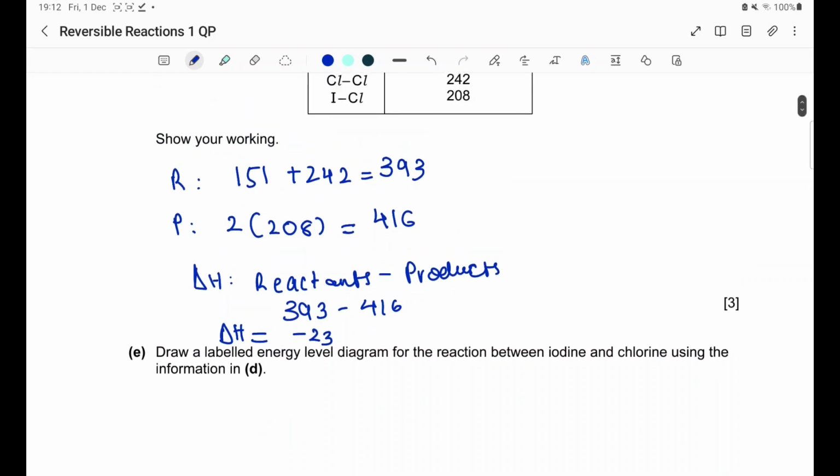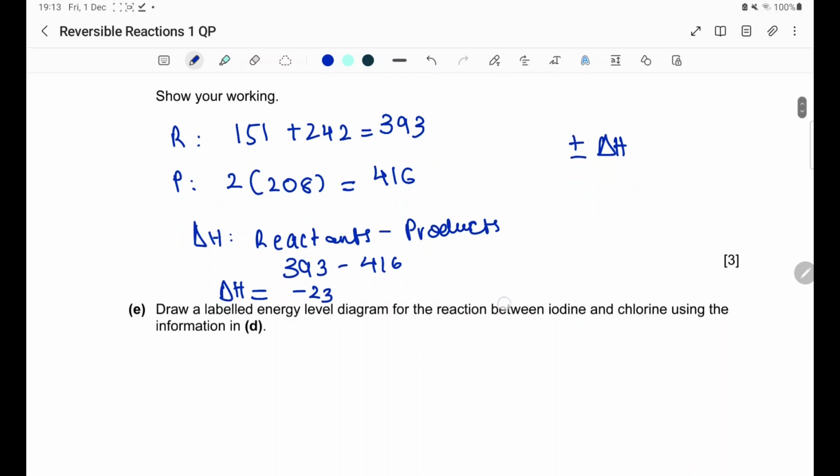Now, just for your information, in your marking scheme, they have specified that the sign must be written. So it is important because this is what determines if your delta H is negative or if it's positive. That's what determines if your reaction is exothermic or endothermic.